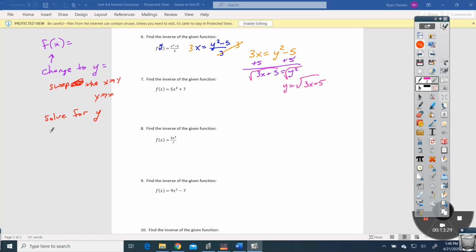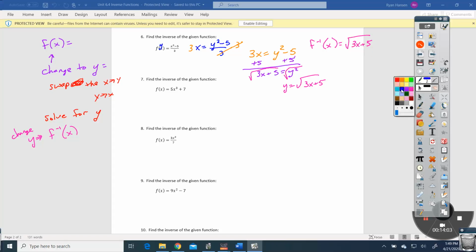The final step would be to change y back to f of negative 1. That means it's the inverse of f. That's what that little negative 1 means. So the inverse of f is the square root of 3x plus 5. If I were to plug this in for that x over my f, it would cancel everything off and leave me with x, and vice versa. If I were to take this y squared minus 5 divided by 3 and plug it into here, everything would cancel off and just leave me with x.